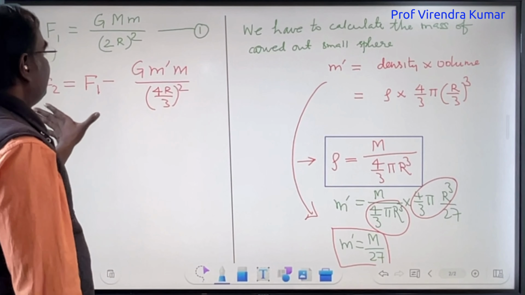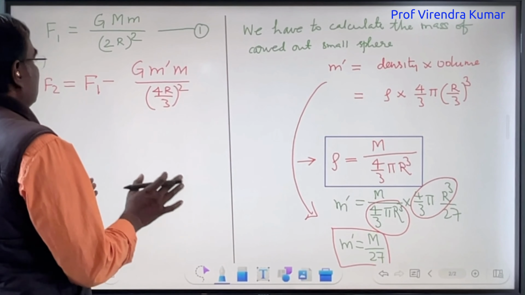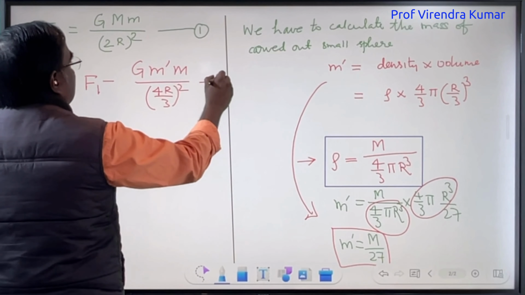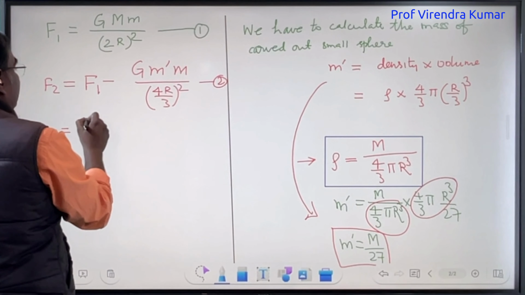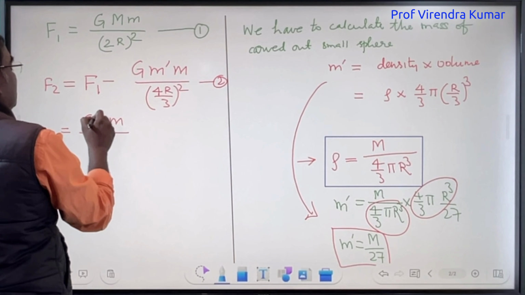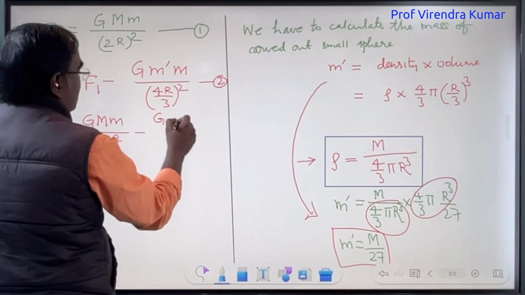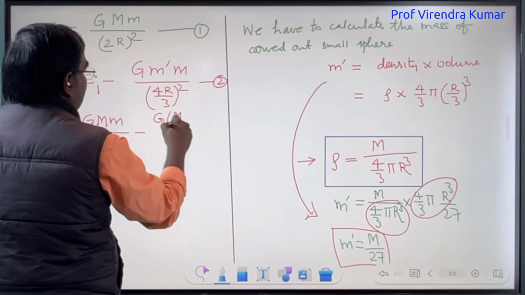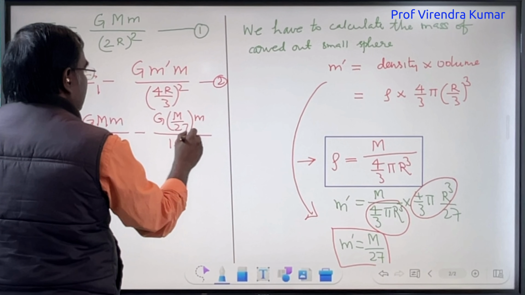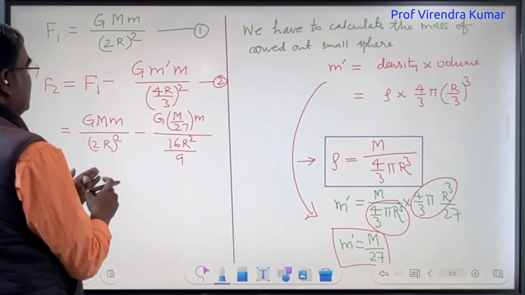So this will be the F2, F1 minus the force due to the small sphere, which has been removed. Okay. So we will put the value of m prime. Look at the value of F1, this is the equation number 2, substituting the values of F1 from the equation number 1, G capital M small m upon 2r whole square minus G m prime is equal to m upon 27 into small m upon 16 r square upon 9. That is done.